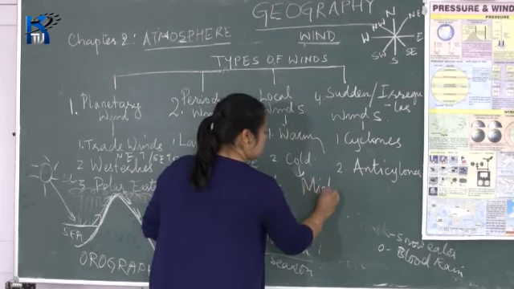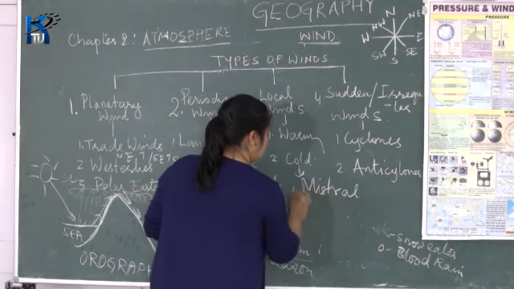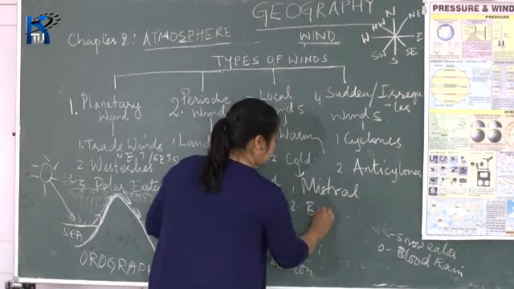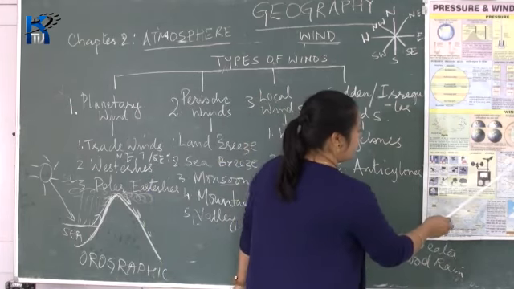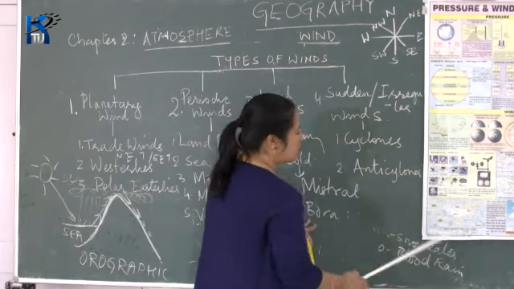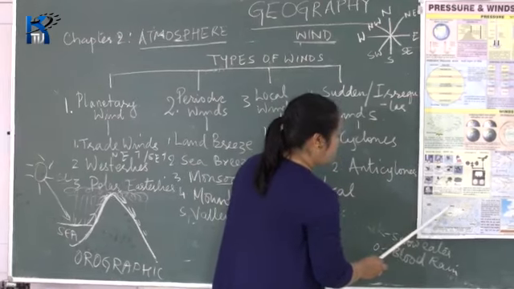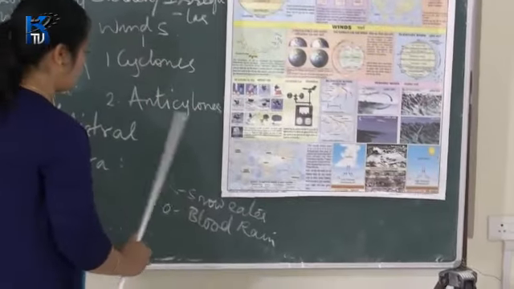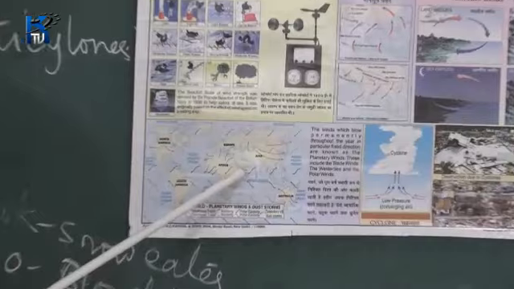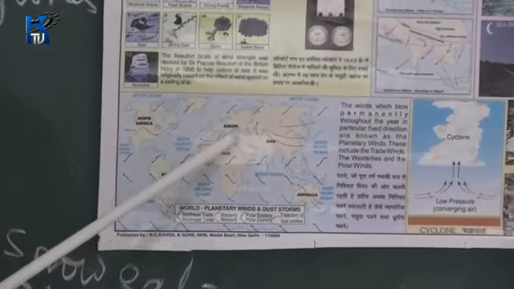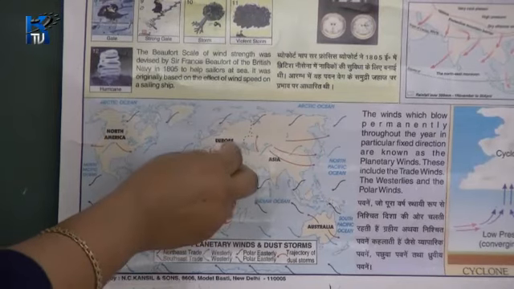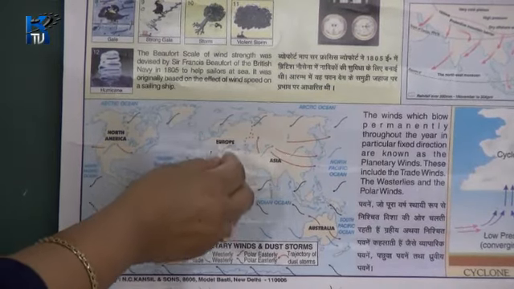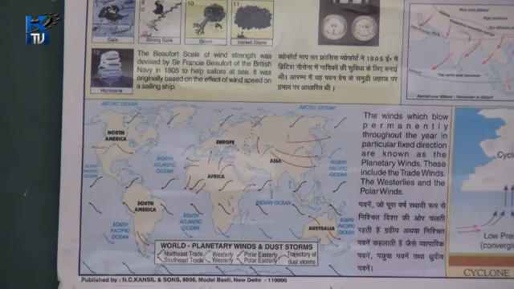Mistral and then Bora. Mistral blows in Spain and European countries, that is Mistral in Spain and Bora in the Adriatic Sea. Here, near Italy, there is the Adriatic Sea. From here blows the Bora. It is a cold wind.